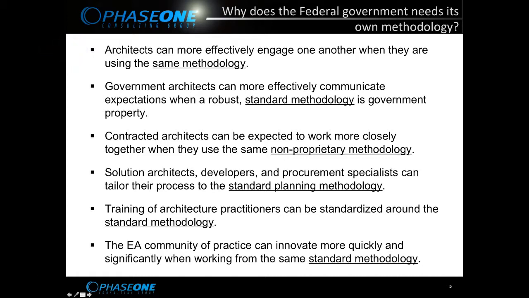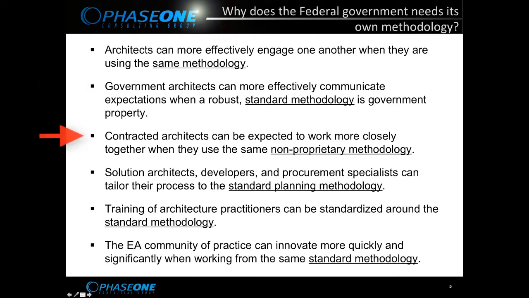The second bullet here is that government architects can more effectively communicate expectations when there's a robust standard methodology that's government property. This robust standard methodology can be put into procurements and into expectation setting. Budget people, as we talked about before, can say, I expect that integrated planning is going to have this degree of rigor. People going through procurements can say, I expect contractors that are skilled in the way I do planning, which is this methodology. So that's very powerful.